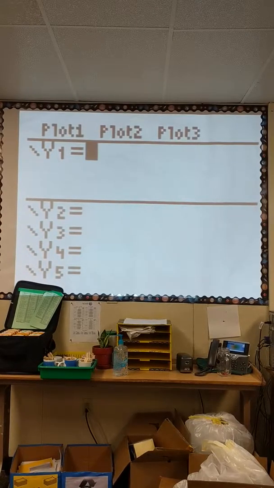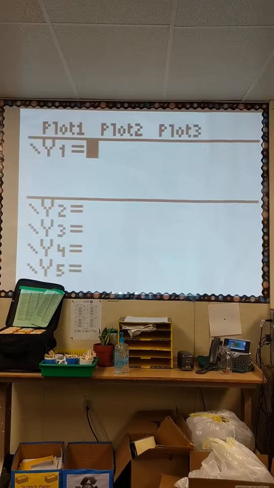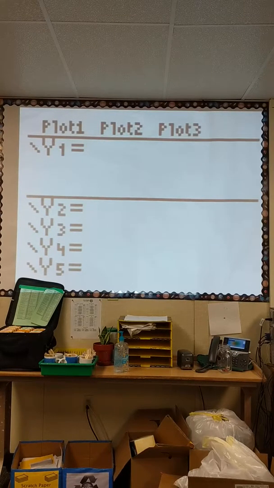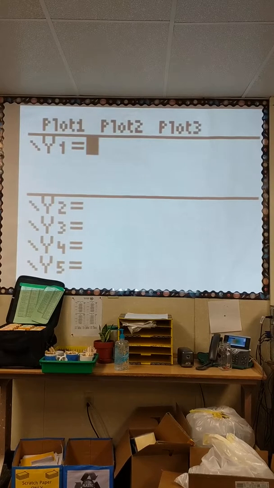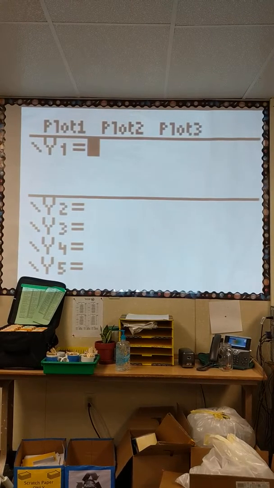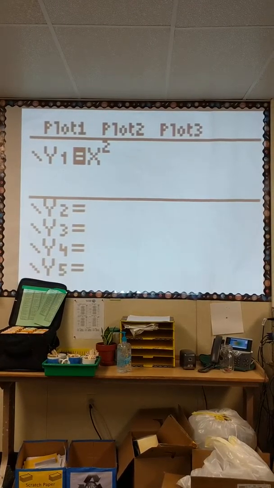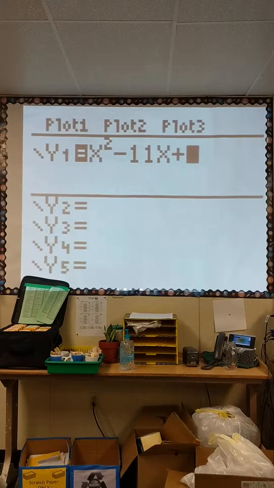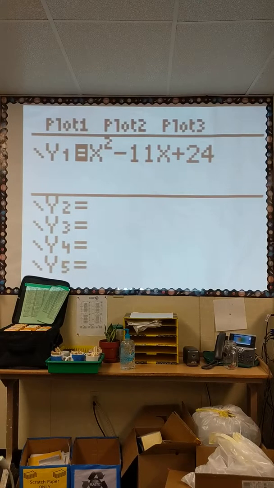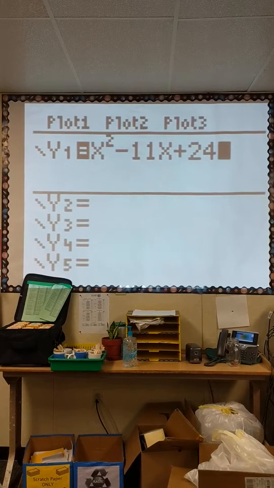So here's how to graph a quadratic and solve. First, you need to make sure that 0 is on one side of the equation. And when you have 0 on one side of the equation, you can type in the other side. So we're going to type in x squared minus 11x plus 24. And then we're going to hit graph.